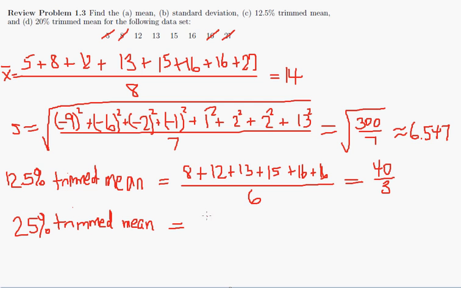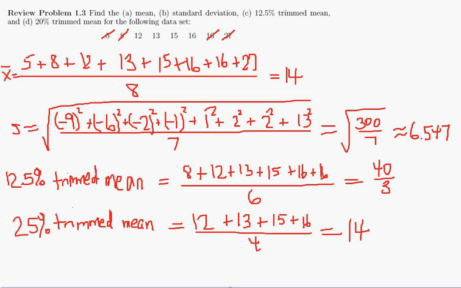So the 25% trim mean will be 12 plus 13 plus 15 plus 16, all divided by 4. And that works out to be 14. Okay, so to get the 20% trim mean, we need to interpolate.